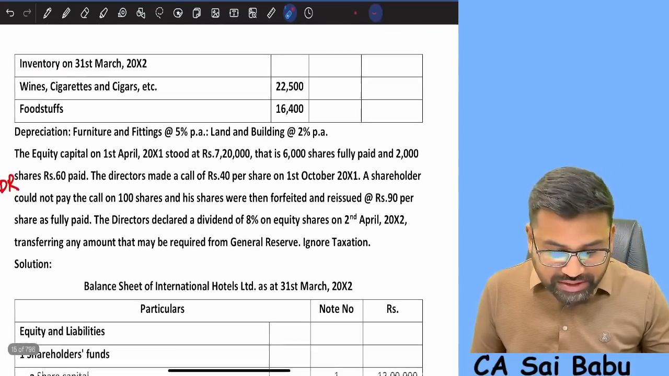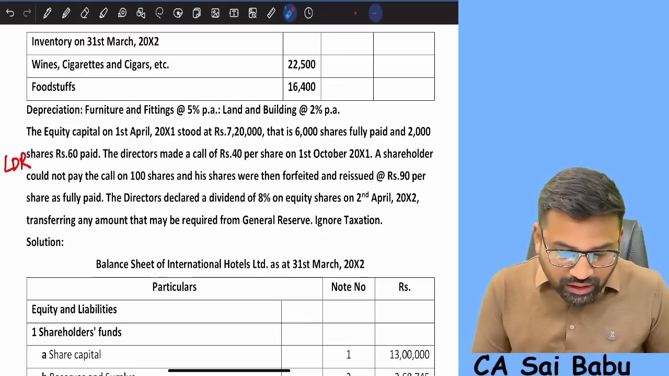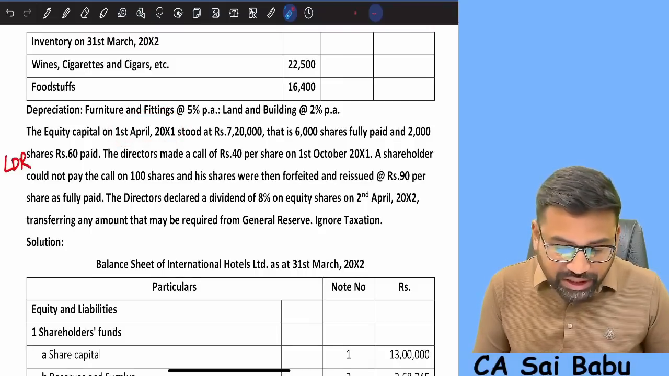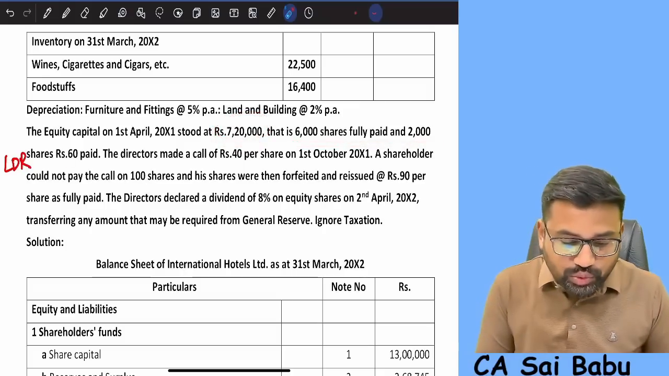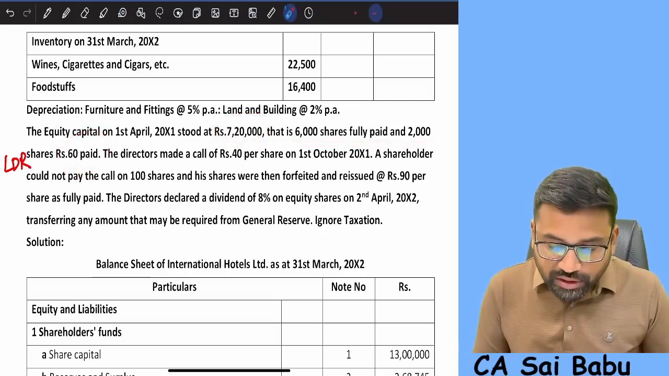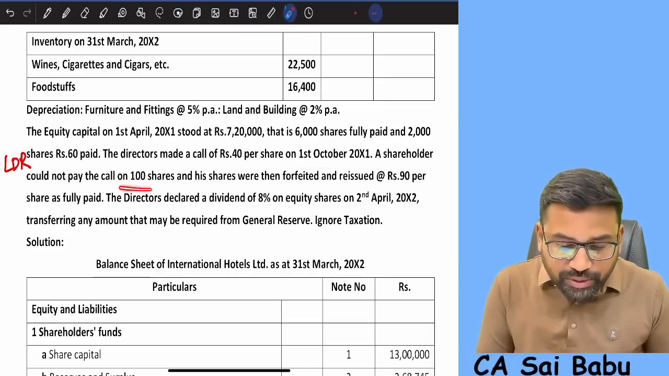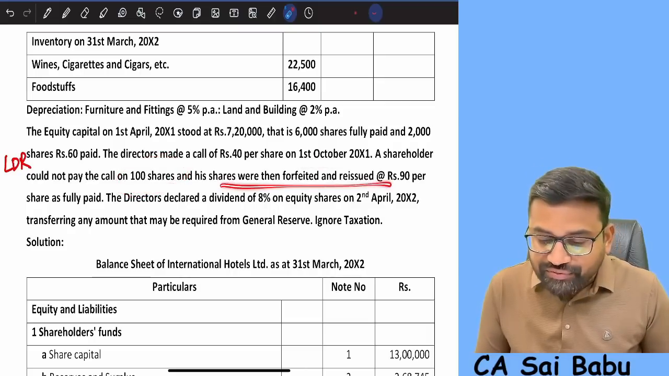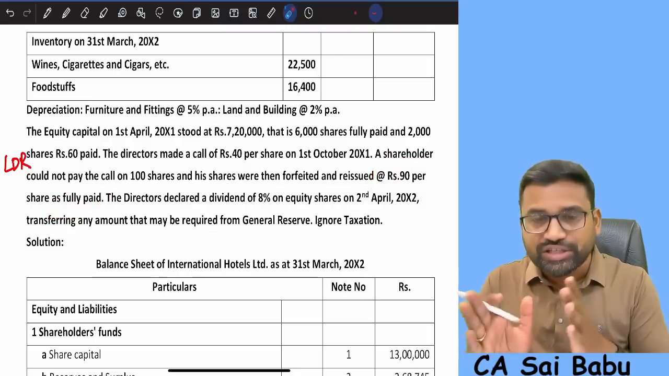Now apart from this, one more adjustment. In this question, if you see, in the opening on 1st April 2011, this company's share capital is 7,20,000. 6,000 shares fully paid. 2,000 shares 60 paid. And they made a call of 40 per share on 1st October. A shareholder could not pay the call on 100 shares and his shares were forfeited and reissued at 90 per share. Now important. Shares forfeited and reissued.